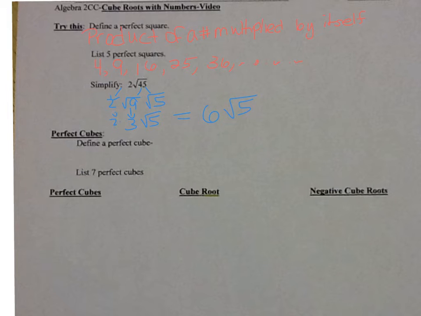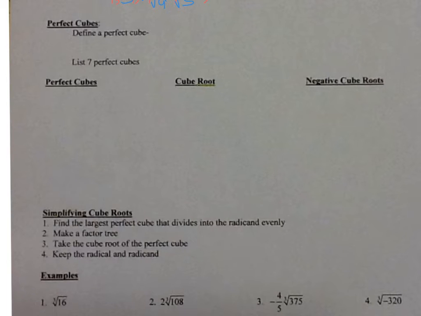So now let's talk about a cube root, a perfect cube. A perfect cube comes from multiplying a number by itself 3 times. So let's put it as the product of a number multiplied 3 times. Since I'm multiplying something 3 times, I actually could have a negative perfect cube here. So I have listed 7 perfect cubes.